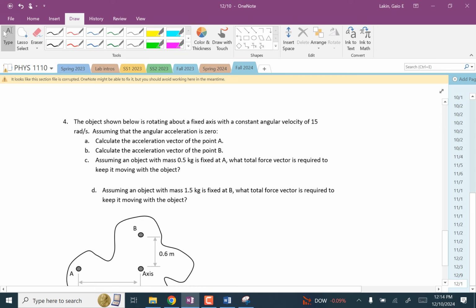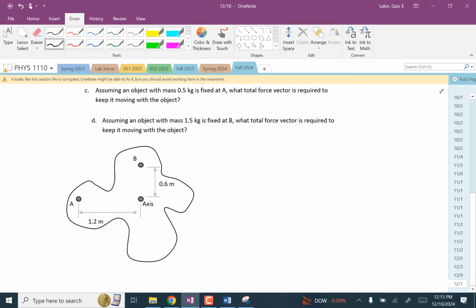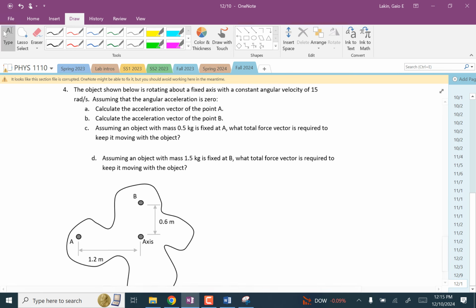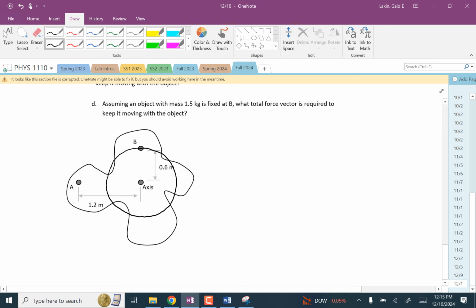This time it gives us an angular velocity, and we're assuming that the angular acceleration is 0. And we're doing some calculations based on that. Okay, so both of these two points A and B are in circular motion around the axis. So B is in a circular path like this, and A is in a circular path like this.